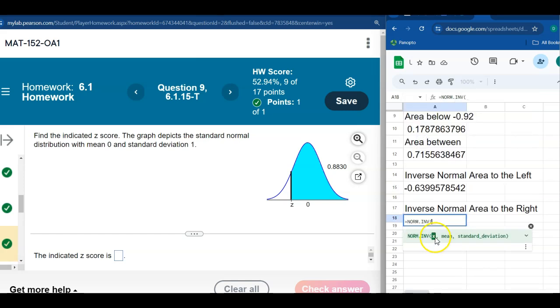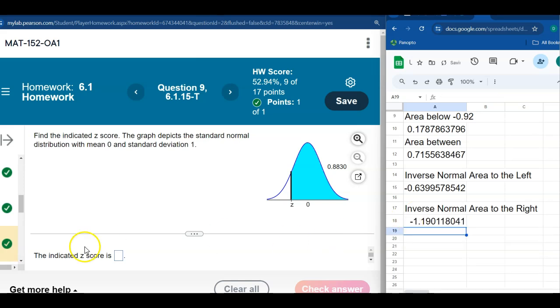All right, it takes in a number that has to be the area to the left. Well, the whole area is 1. So if I do 1 minus this, I'm left with this area to the left. And it has to take an area to the left. So I'm going to do 1 minus the number it gives me, comma. The mean is 0, the standard deviation is 1. So there's the number I'm looking for, negative 1.19.